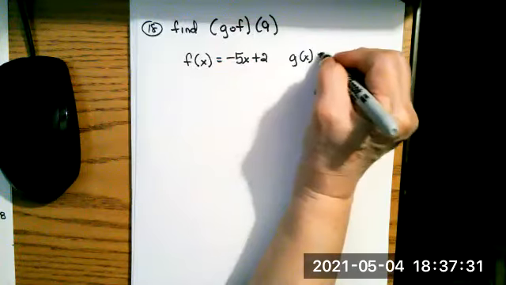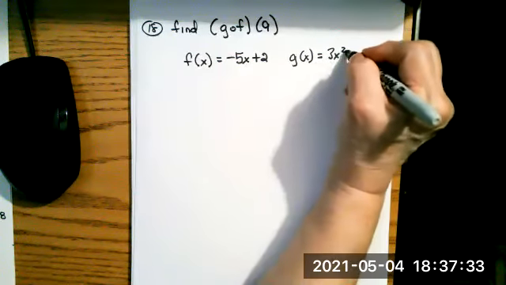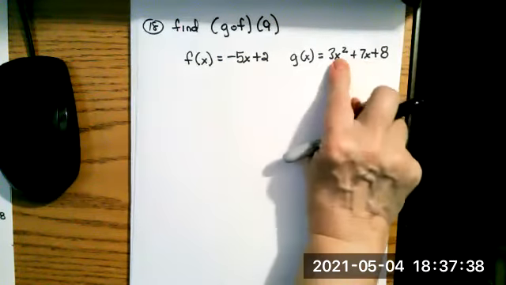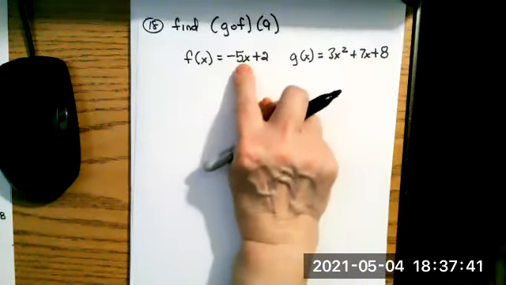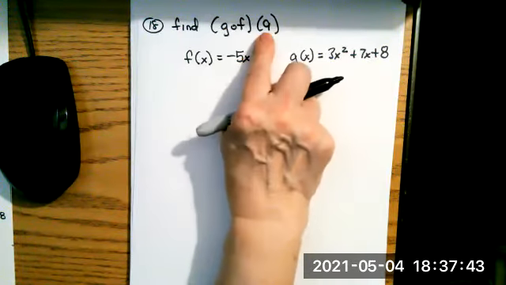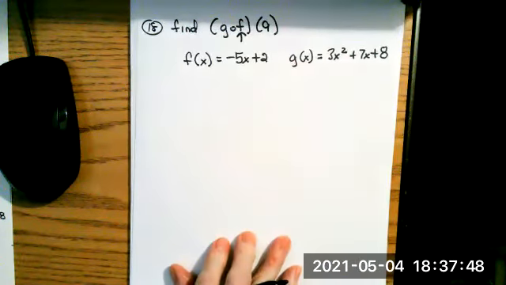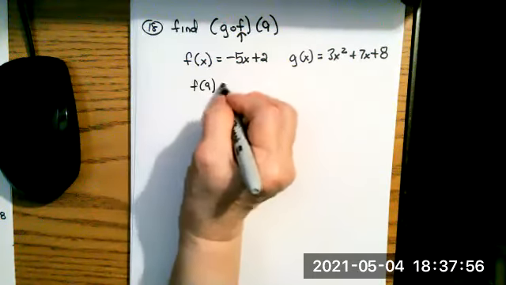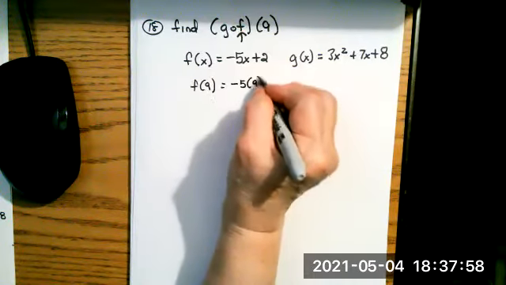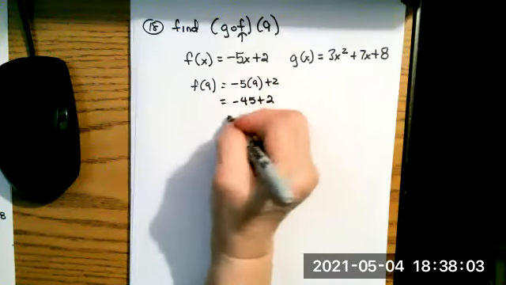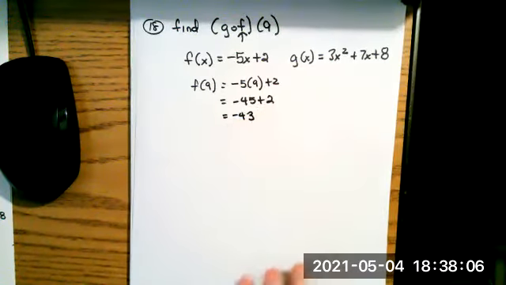G of X in this problem is 3x squared plus 7x plus 8. So probably one of them is going to be a quadratic and one of them is going to be a line. But in either case, they're going to have you put in a number. And remember, whatever's mentioned second is going to be the first one you put in there. It's closest to the 9. So the first thing I'm going to find is f of 9. So I put negative 5 times 9 plus 2, which is negative 45 plus 2, which is negative 43.